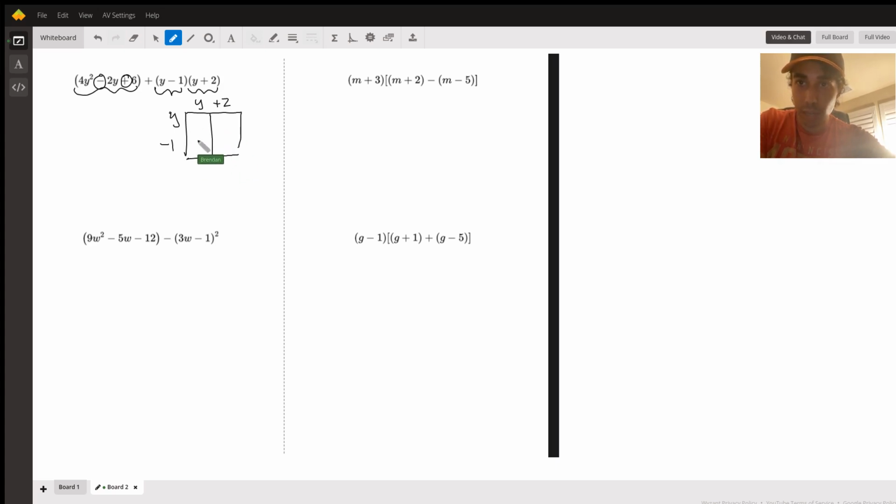Go ahead and make the box. Y times y is y squared. Should probably be using my color code. Y times y is y squared. We got y times negative 1 is negative 1y. Then we've got y times 2 is 2y. And then we've got negative 1 times 2 is negative 2.